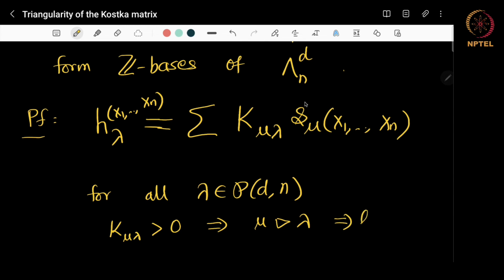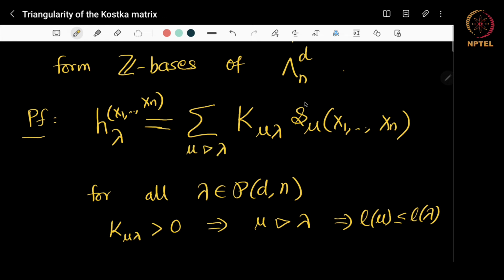And we have just shown that dominance has the following consequence, that the length of mu has to be smaller than the length of lambda. Okay. In particular, what does this mean? So in fact, I can just do this.